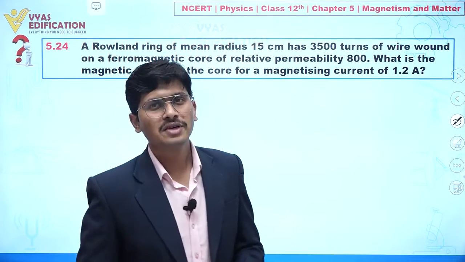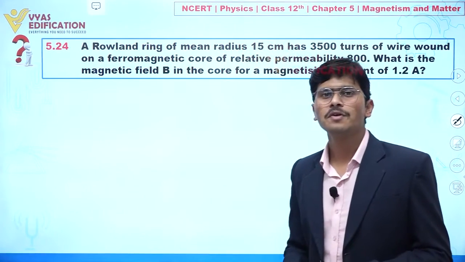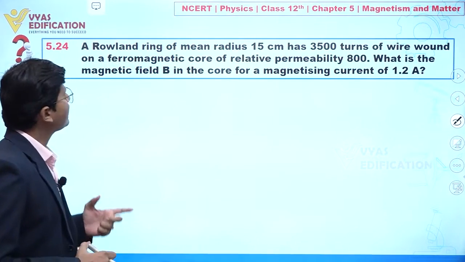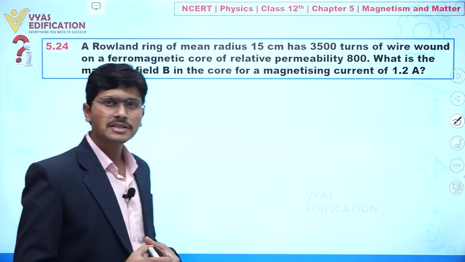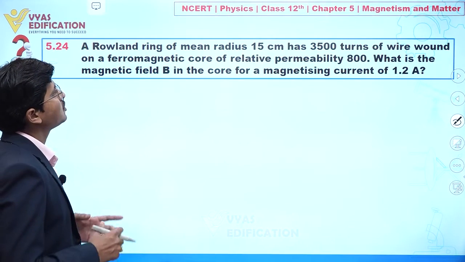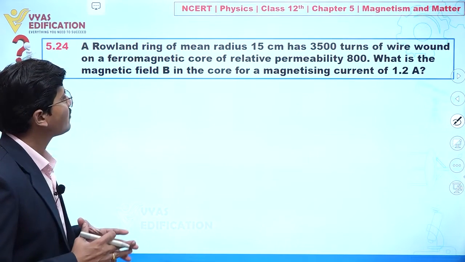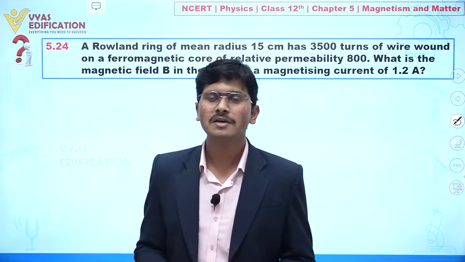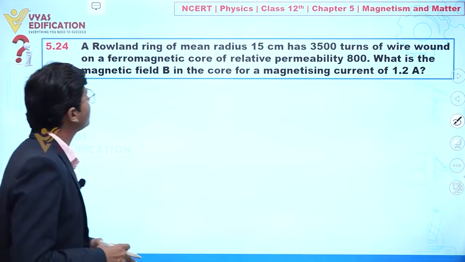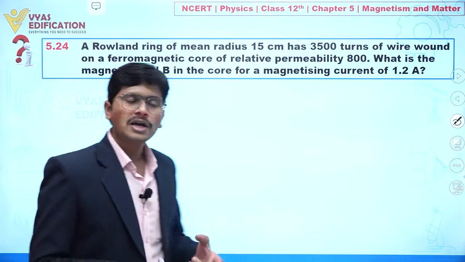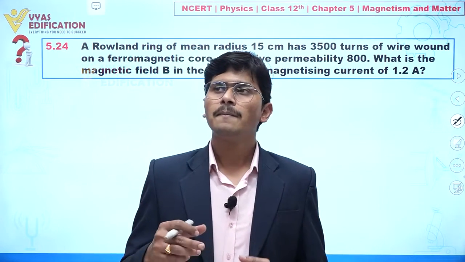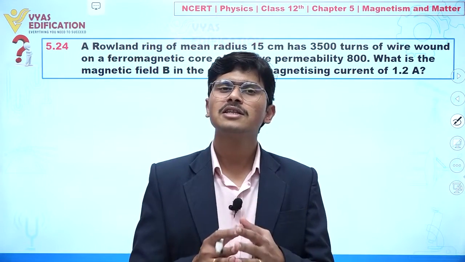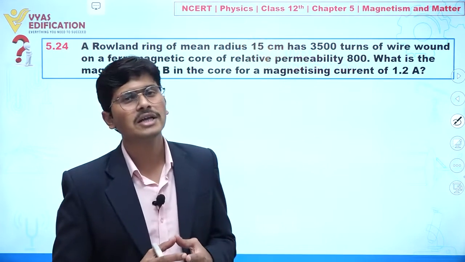Now students, we are going to discuss question number 5.24, and in this question it is given to you a Rowland ring of mean radius 15 cm and 3500 turns of wire wound on a ferromagnetic core of relative permeability 800. Clear? First of all, let us try to understand what the meaning of Rowland ring is. Actually, a Rowland ring is an example of a toroidal solenoid.